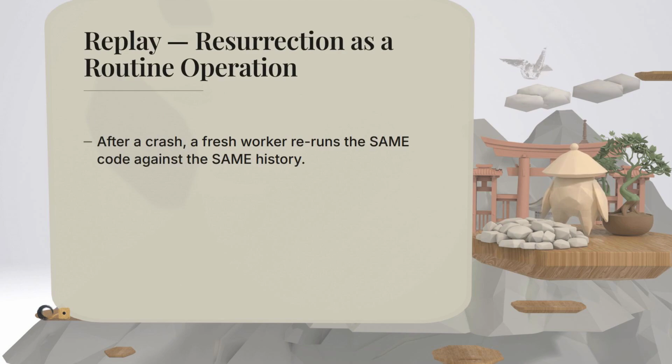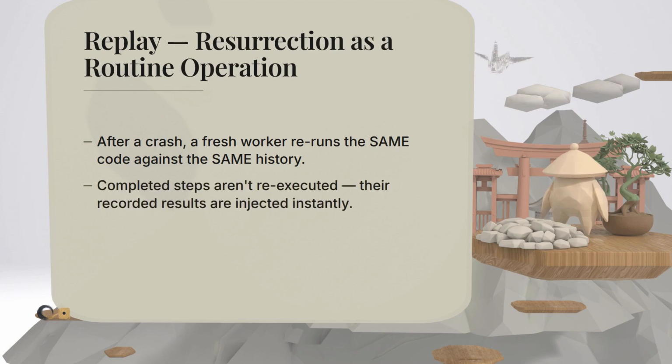A worker crashes at step 7. Somewhere else, a new worker picks up the orphaned workflow. It has two things: the same code and the event history. It simply runs the function again from the top, but with a twist. Every time the code issues a command, the history already has an answer for it. The runtime does not perform the work again. It injects the recorded result straight from the log.